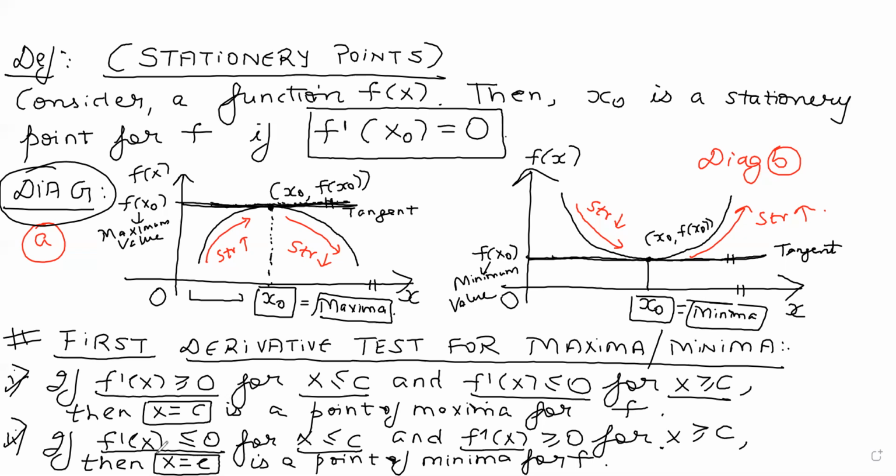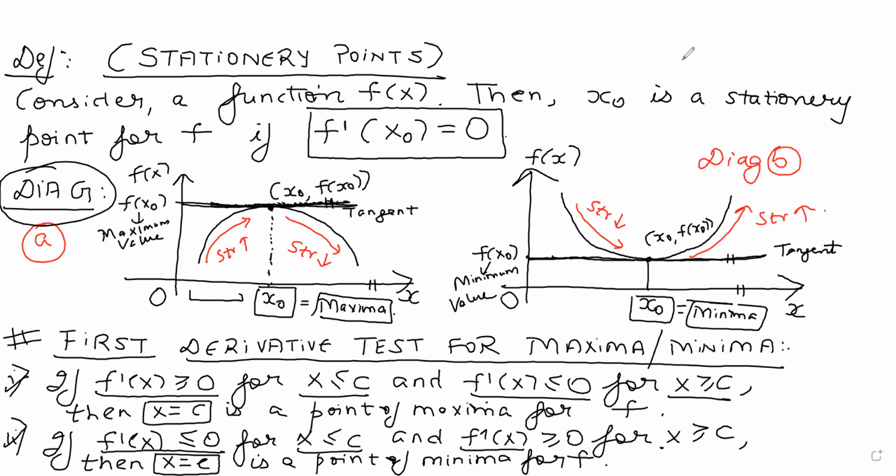So, hoping that all students have understood the first derivative test and the concept of stationary points. Now after having done the concept of stationary points and the first derivative test for maxima and minima, we now look at the method for finding the extreme points.